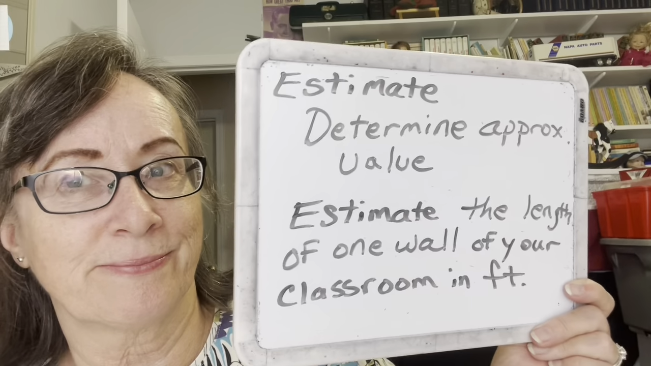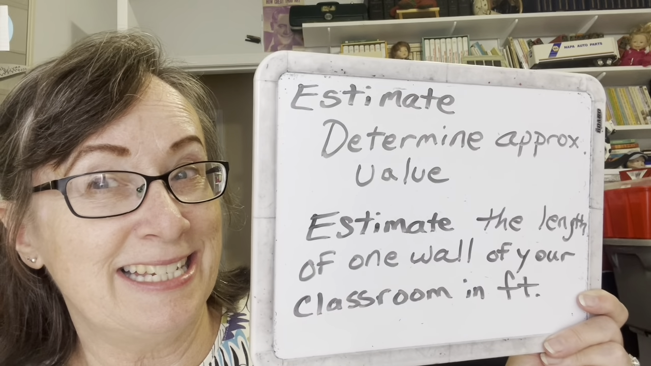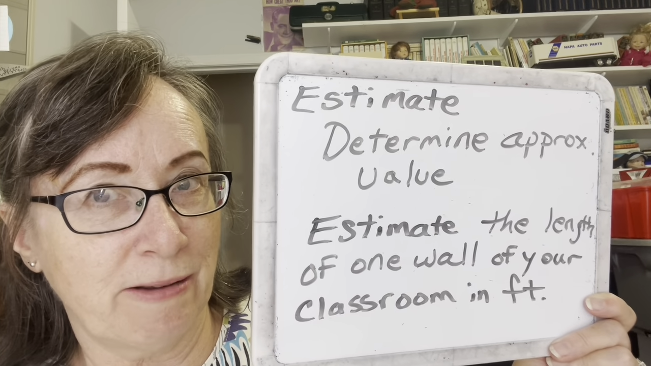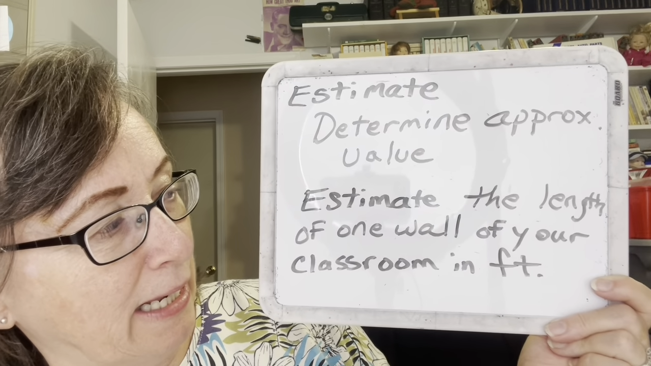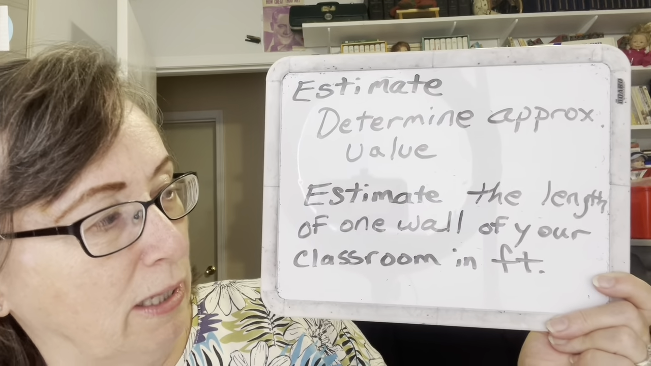The next one says, estimate. An estimation is different from rounding. Determine an approximate value. Estimate the length of one wall of your classroom in feet. Okay, so now I thought they had a very good discussion of estimation. So I'm going to help you understand estimation a little bit just by reading a little bit about what they say about estimating as opposed to rounding.